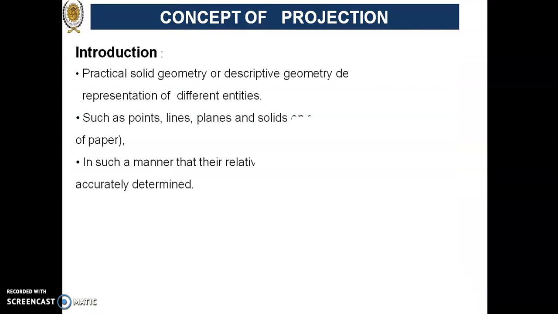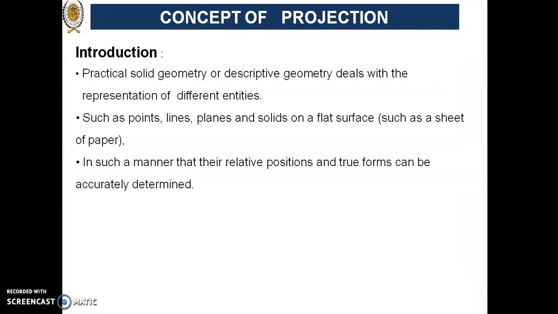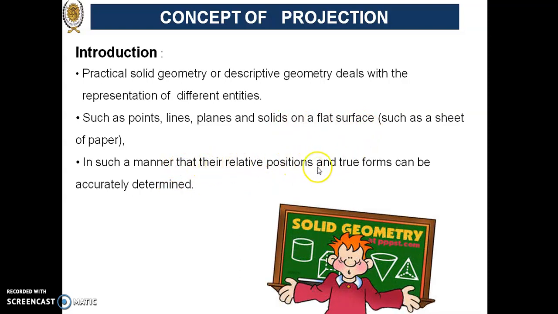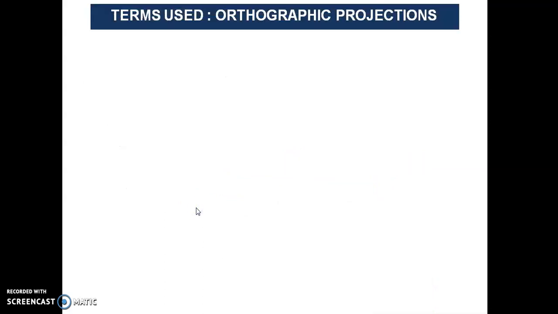Practical solid geometry or descriptive geometry deals with the representation of different entities such as points, lines, planes and solids on a flat surface in such a manner that their relative positions and true forms can be accurately determined. We'll discuss the important terms which are used in orthographic projection.